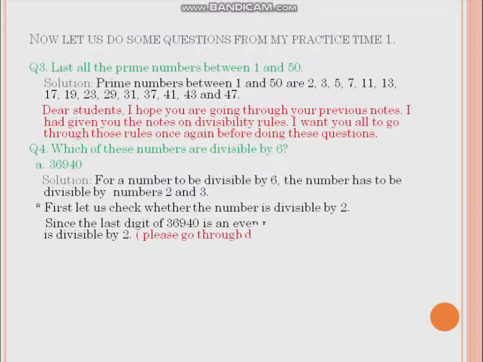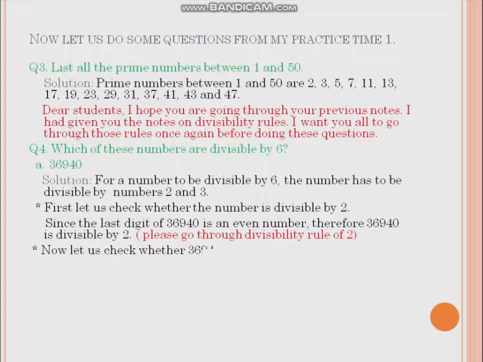Since the last digit of 36,940 is an even number, the last digit in this case is 0, and 0 is an even number, so 36,940 is divisible by 2. If you don't know this divisibility criteria, then please go through the divisibility criteria of 2. Okay, you will be clear.